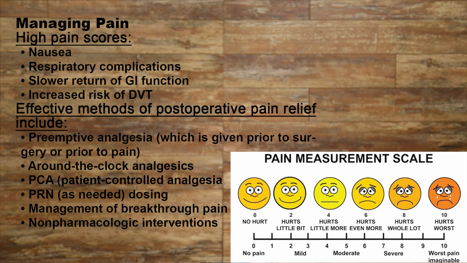risk of DVT. Effective methods of postoperative pain relief include preemptive analgesia, which is given prior to surgery or prior to pain, giving around-the-clock analgesics, a PCA or patient-controlled analgesia, PRN or as-needed dosing, management of breakthrough pain, and non-pharmacologic interventions. Assessment of the patient's pain is the first priority. The patient's report is the most reliable indicator of pain intensity, and using a numeric or FACES pain rating scale is a reliable tool.